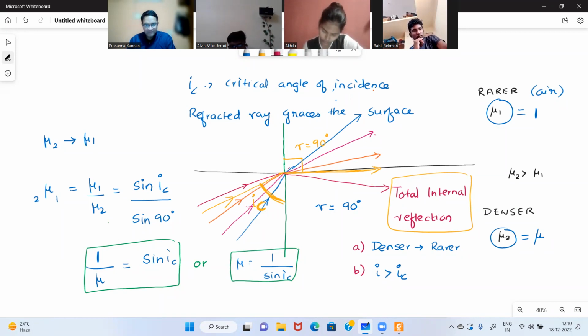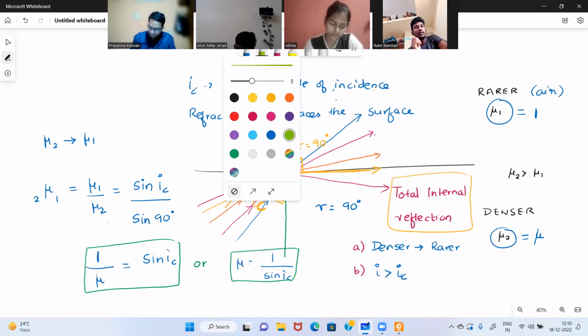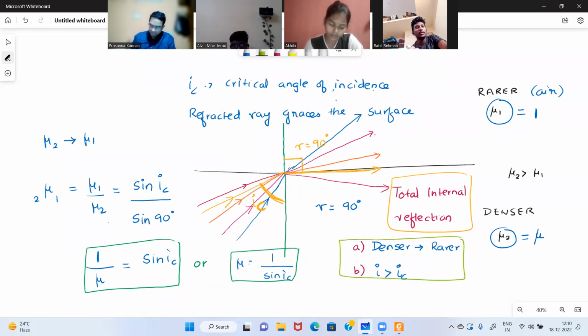Am I audible, Rahil? Yes, sir. Could you repeat the conditions? It should travel from denser to rarer, because if it travels from rarer to denser, it will go towards the normal. So first, it should be denser to rarer, and second, the angle of incidence should be greater than the critical angle of incidence.